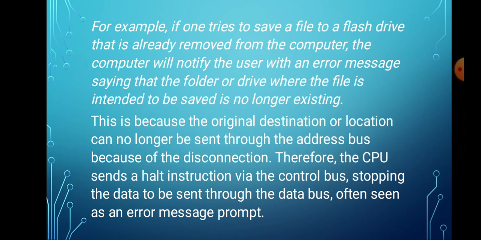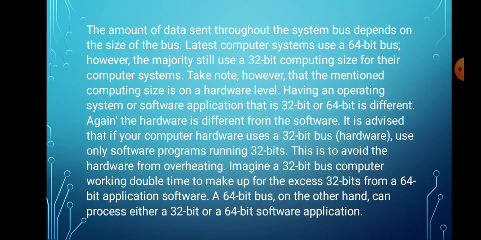This is because the original destination or location can no longer be sent through the address bus because of the disconnection. Therefore, the CPU sends a halt instruction via the control bus, stopping the data to be sent through the bus, often seen as an error message. The amount of data sent throughout the system bus depends on the size of the bus.